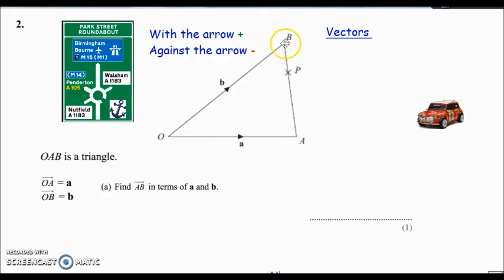There's no arrow on it, so we can't drive down it. You can drive either way down the roads with arrows on. If you go with the arrow, you're going to call it a plus something. So for this road here, the road's called A. So if you go this way down it, it'd be plus A.